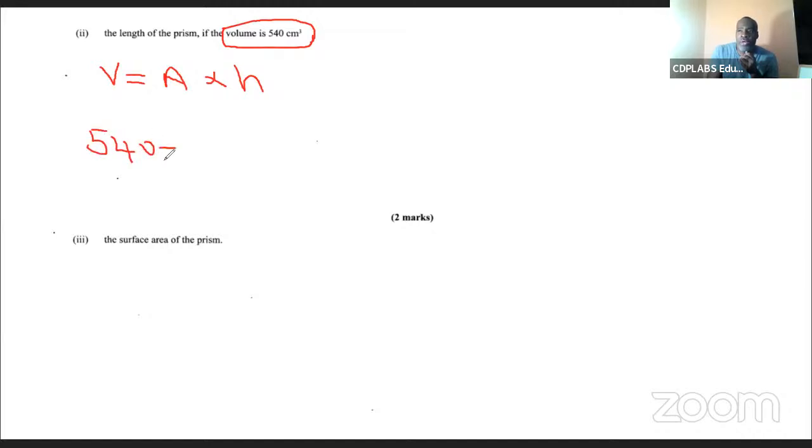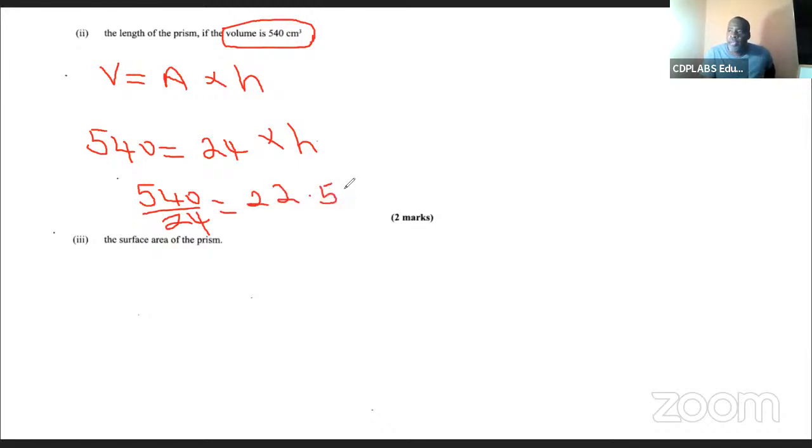And you saw the area earlier, what was the area? We got 24, times height. And then in order to find that, you have to divide the 540 by 24, and you get the answer. Can you work that out for me, please? 22.5. 22.5. All right, thank you. I heard it as well. 22.5 centimeters.